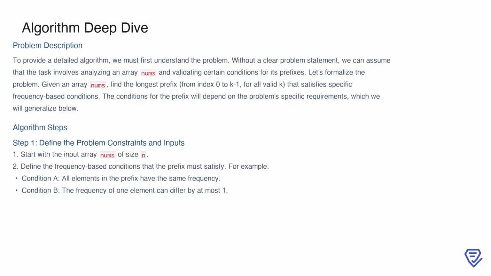We're given an array nums of size n, and from this, we need to check prefixes incrementally. The conditions can vary, but a couple of examples could include requiring uniform frequencies across the prefix or allowing a small deviation in the frequency for one element. By formalizing this, we give ourselves a clear framework to build the solution upon.